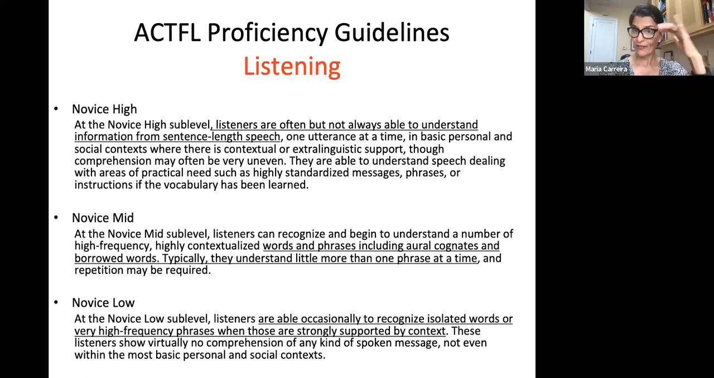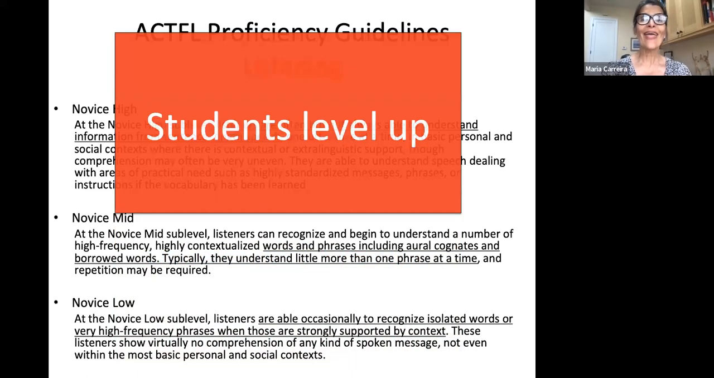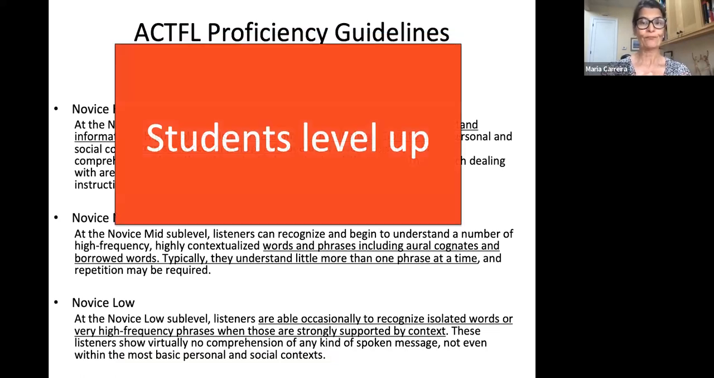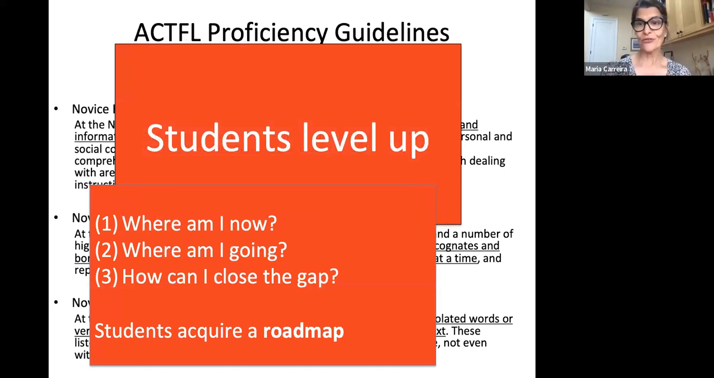I don't have time to go into this, but notice that, as you know, ACTFL has levels as well as sublevels. And if you compare the sublevels to each other, you can start to see how to get from one level to another. So by introducing the ACTFL proficiency guidelines and having students think about how they did and what is coming next, students can level up. This happens essentially by answering 3 questions or getting them to answer 3 questions.